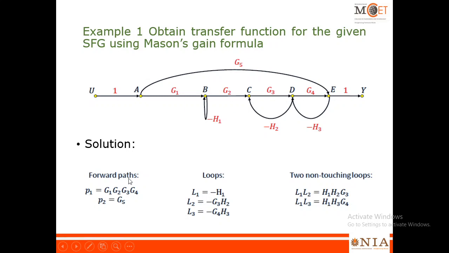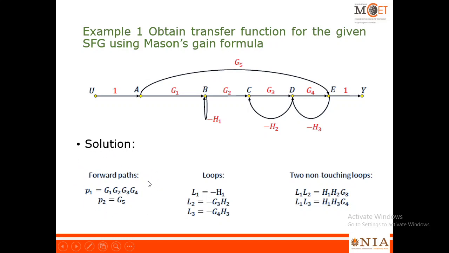Is there any other path? So please see, is there any other path? Yes, there is another path from this point. You go like this and go out. There is another forward path. So totally there are two forward paths, so capital N is equal to 2. So you will have two forward path gains. One is this one's gain and another one is 1 into G5 into 1. So you see that there are two forward paths, P1 and P2.